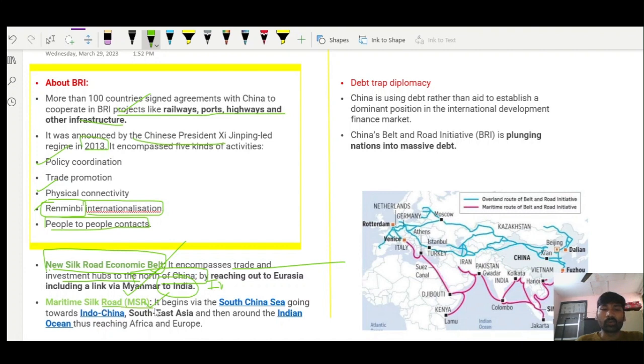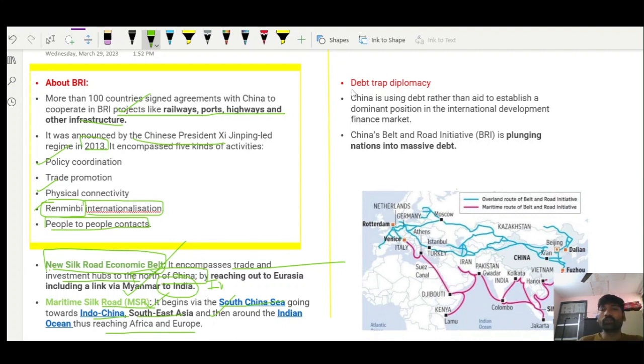Now the Maritime Silk Route. It begins via the South China Sea, going towards Indochina, Southeast Asia, and around the Indian Ocean, reaching Africa and Europe. These are the two components of the Belt and Road Initiative: the New Silk Road Economic Belt and the Maritime Silk Road.